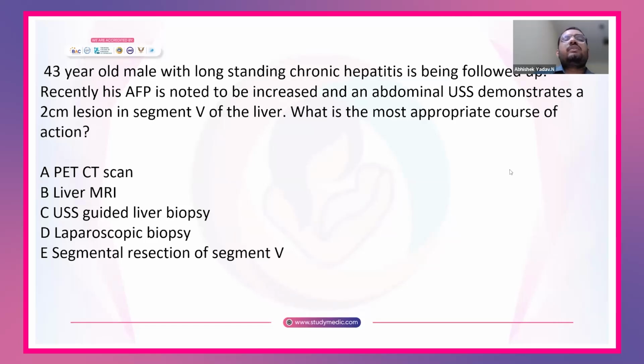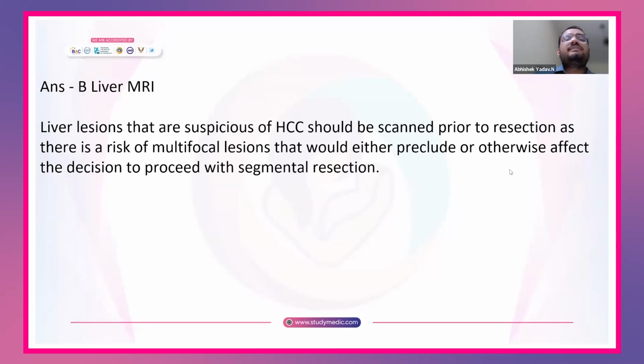So here what we have to look for: the patient has long-standing chronic hepatitis and his AFP levels are noted to be increased. The ultrasound demonstrated a 2 centimeter lesion. So with a hepatitis background and AFP being a marker of carcinoma, the patient is found to have developed hepatocellular carcinoma secondary to long-standing chronic hepatitis. So in these conditions, what is the most appropriate course of action? What do we have to do? In such conditions, we have to go for a liver MRI.